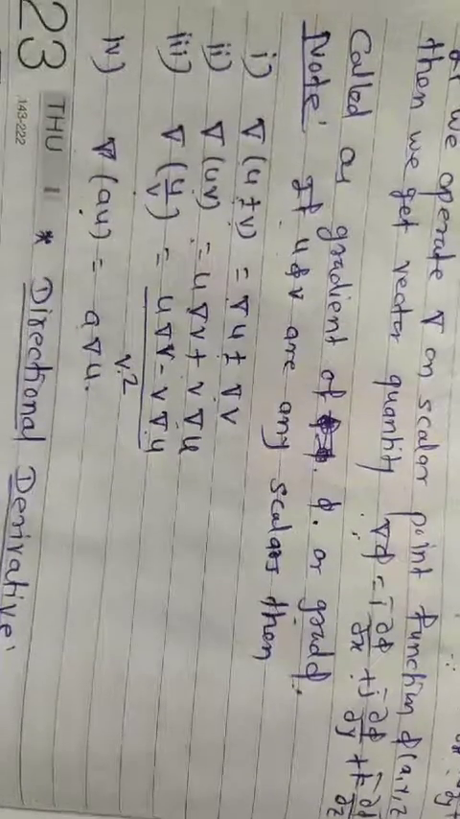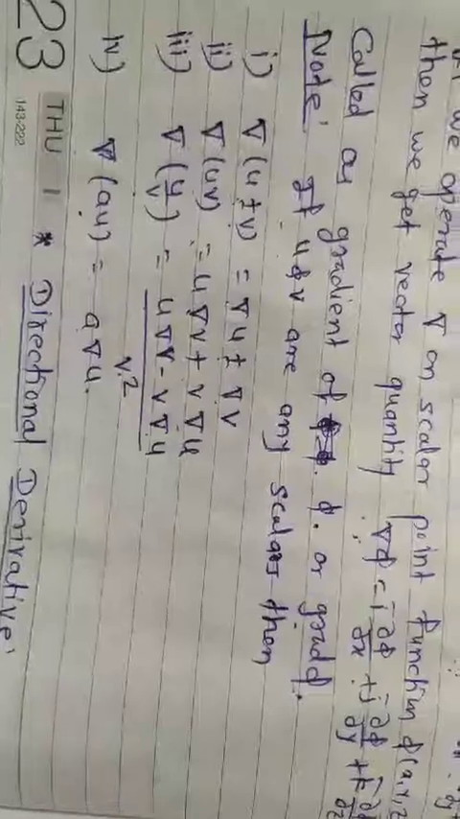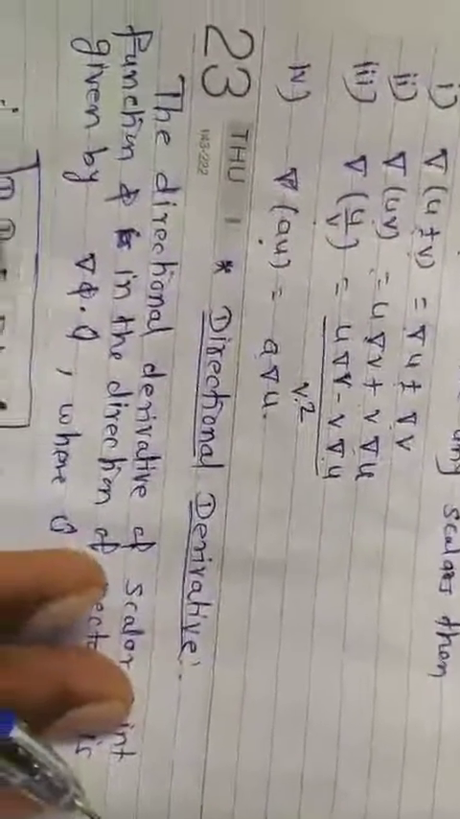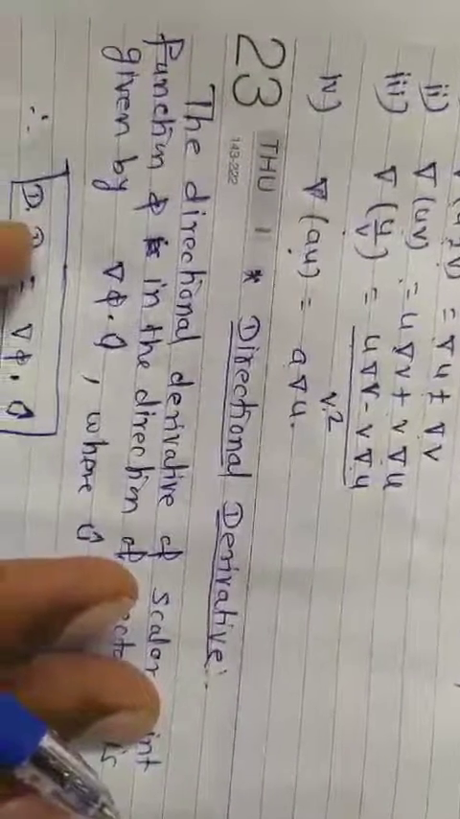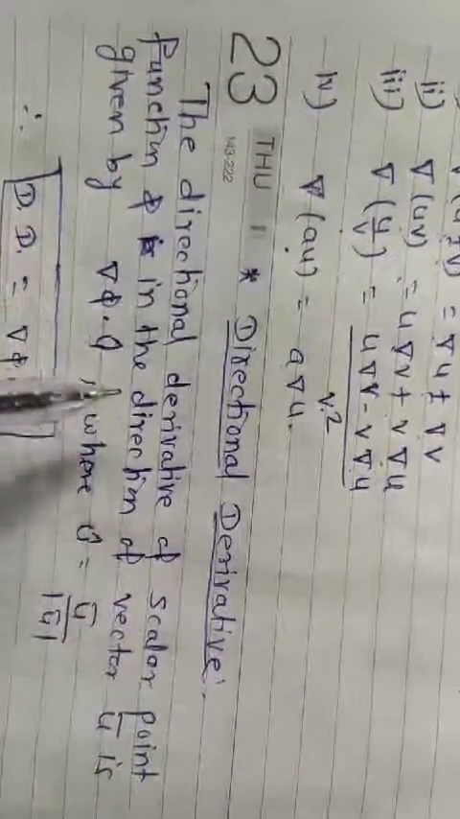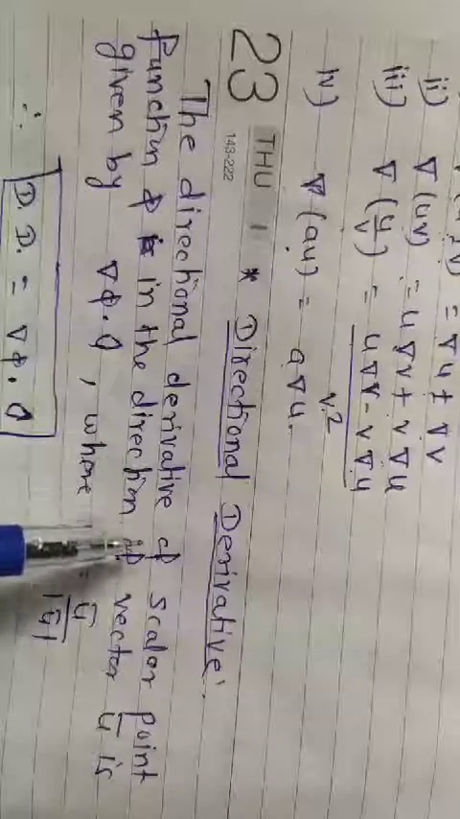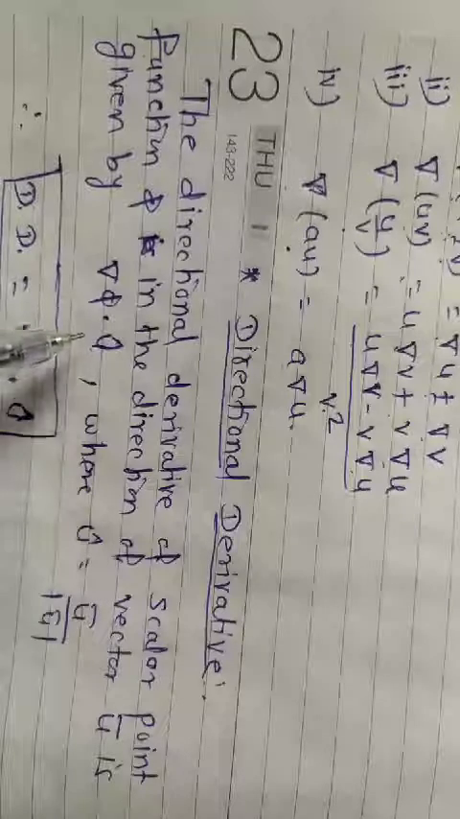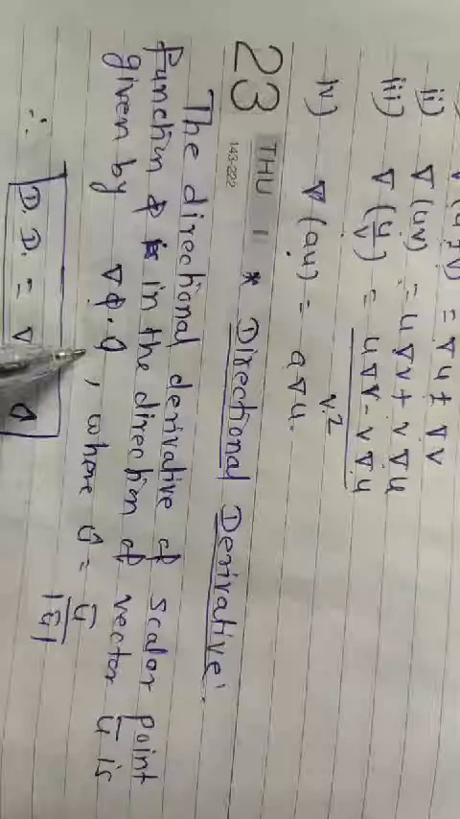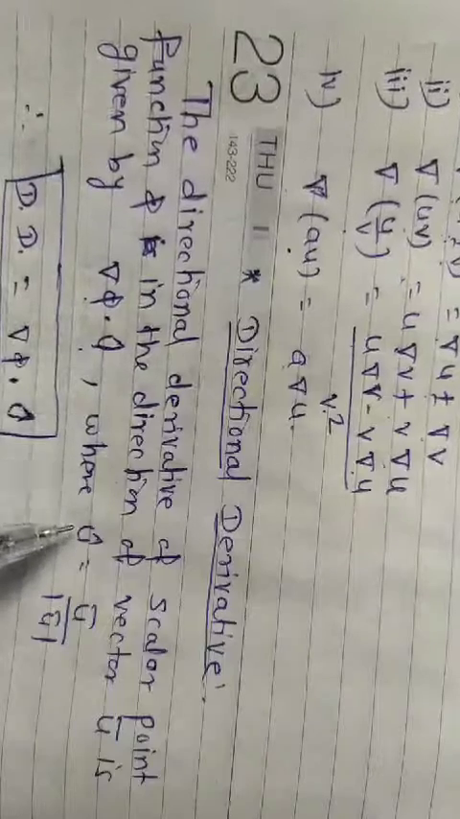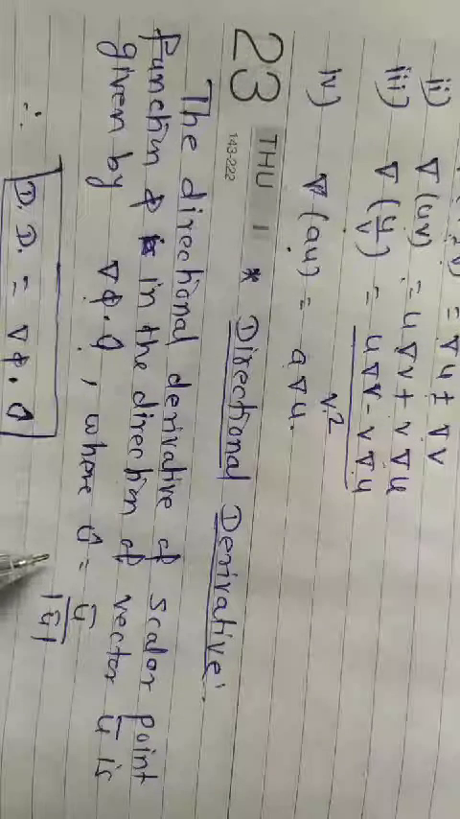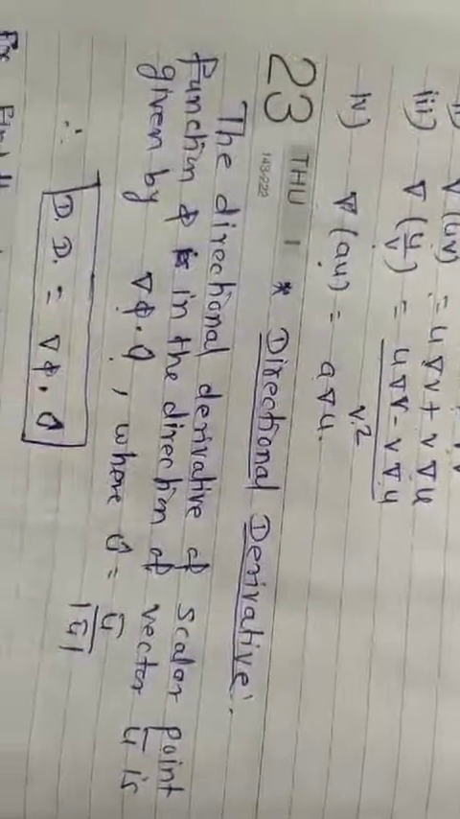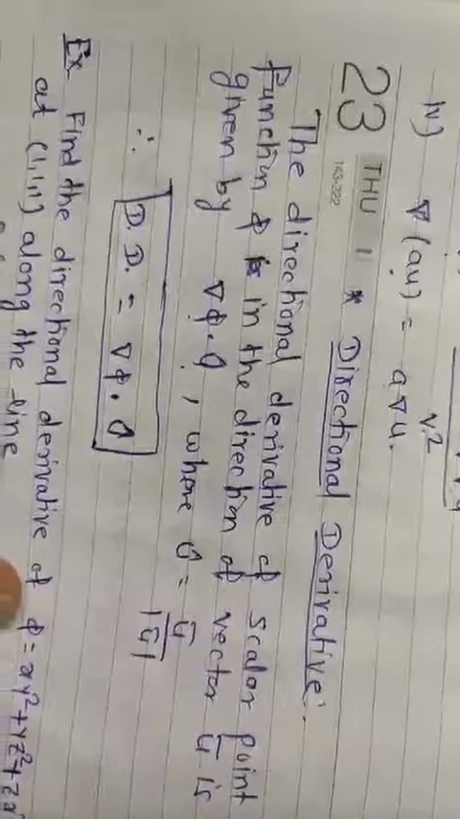Now in gradient, the most important topic is directional derivative. For theory and some exams, this directional derivative is very important. So what is directional derivative, or how do we find directional derivative? The directional derivative of scalar point function phi in the direction of vector u is given by del phi dot u cap, where u cap is equal to u upon magnitude of u. This u is the directional vector. In short, directional derivative is called DD.